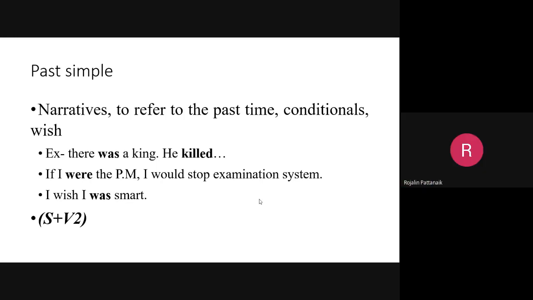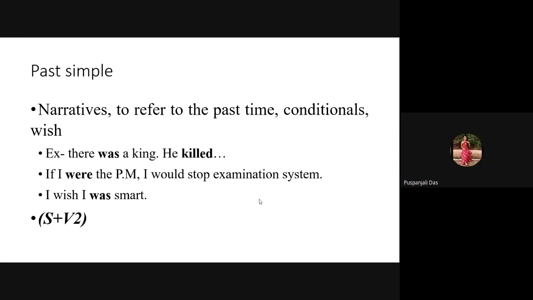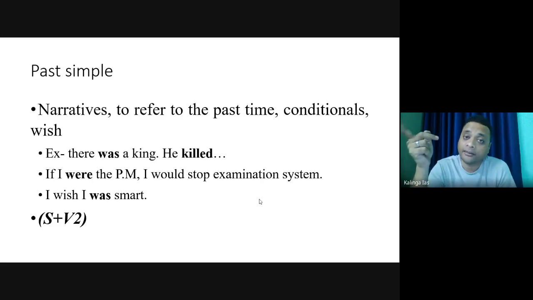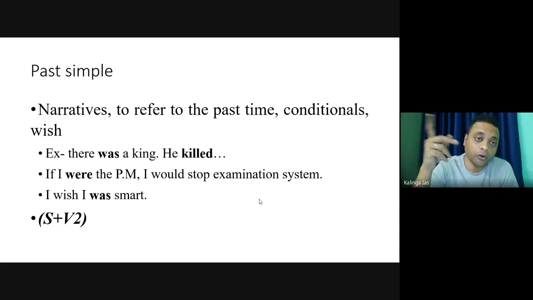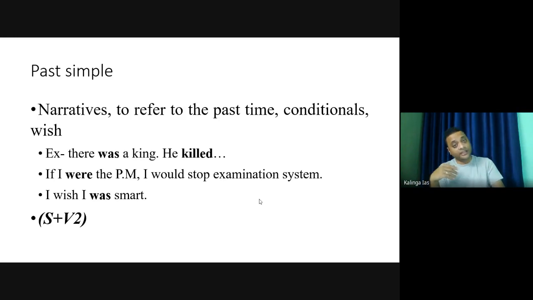Long years ago, there was a king. The king went to the forest. In the forest he met a demon and they started fighting. After a fierce fight, the king killed the demon, and from the demon he got a diamond. So you go on telling a story like this. That is narrative. Narrative means narrating what happened in the past.